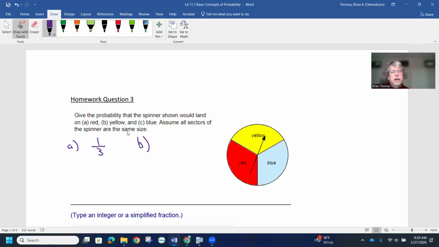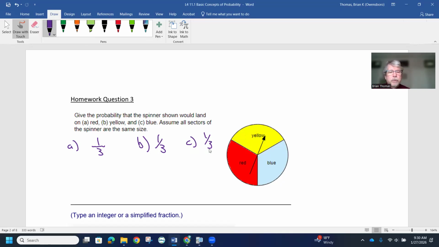The probability of getting a yellow, notice how only one sector is yellow, and so we have a 1 in 3 chance to get a yellow. So 1/3 chance of getting a yellow. Notice how blue is the same way. There's 1 out of 3 on the blue. So each one of those would just be 1/3 as a fraction.